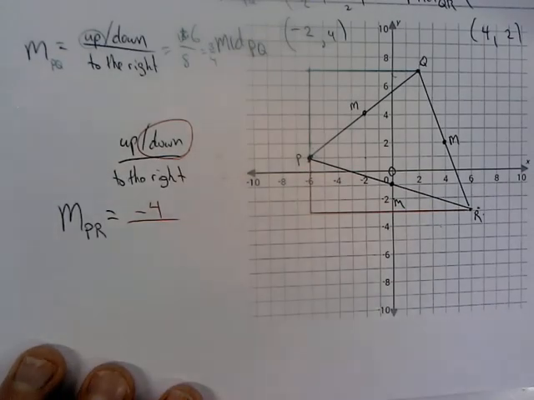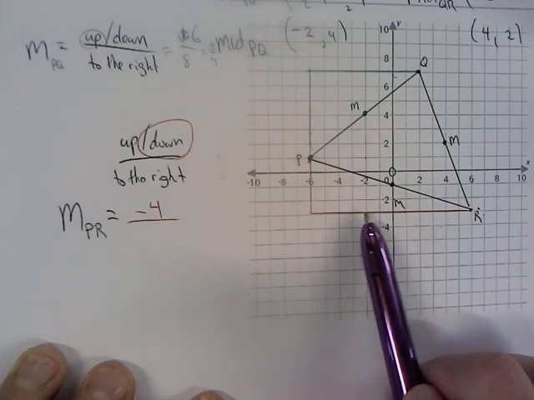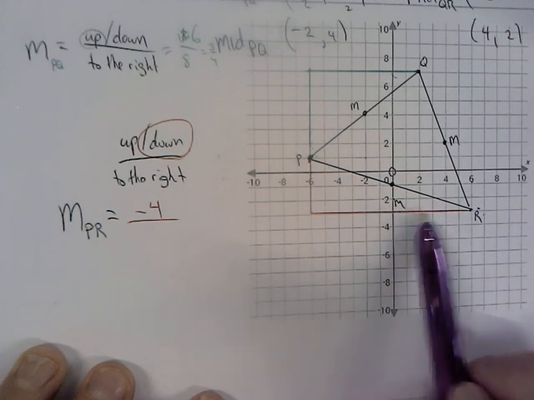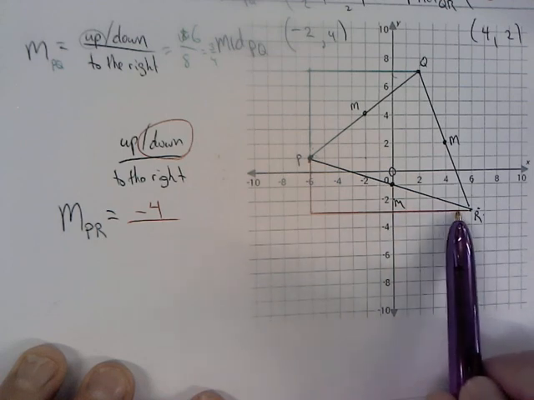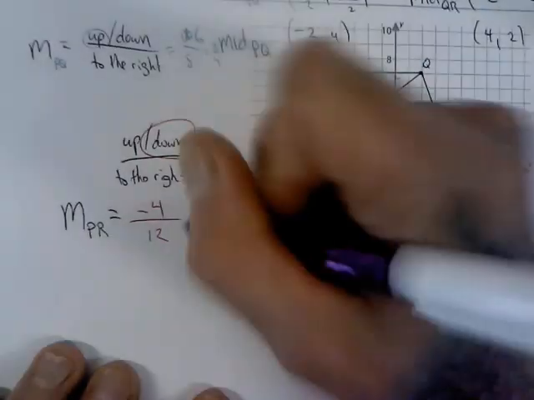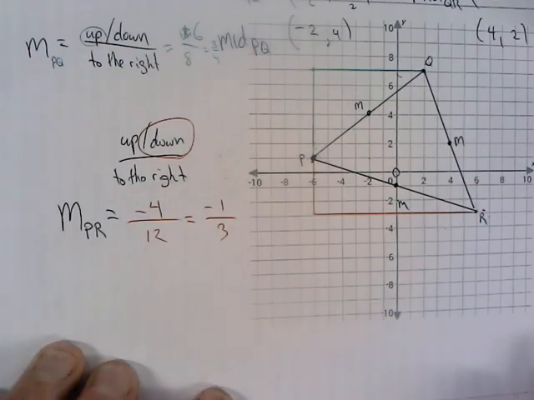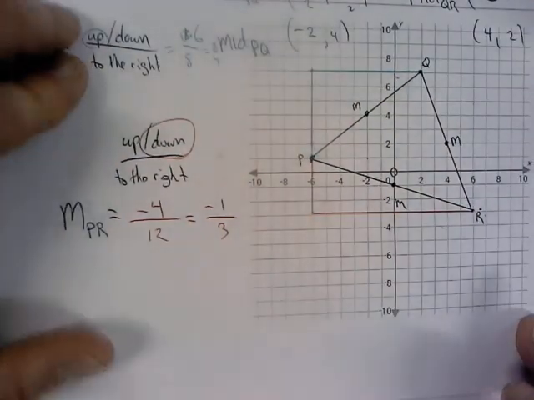Then how many to the right, how many squares? 1, 2, 3, 4, 5, 6, 7, 8, 9, 10, 11, 12. Over 12. The bottom number is always positive, and that simplifies to -1 over 3. And let's have a look at that, -1 over 3.